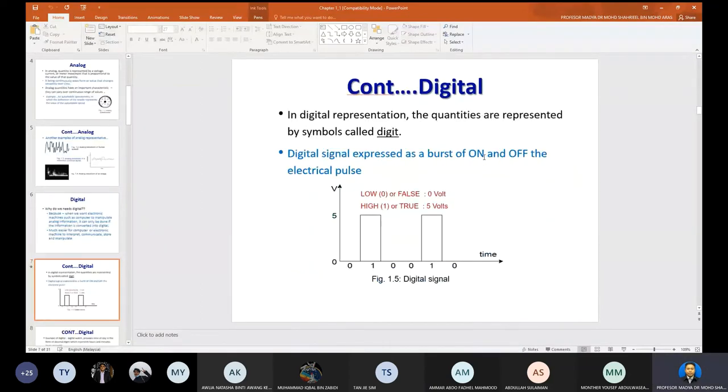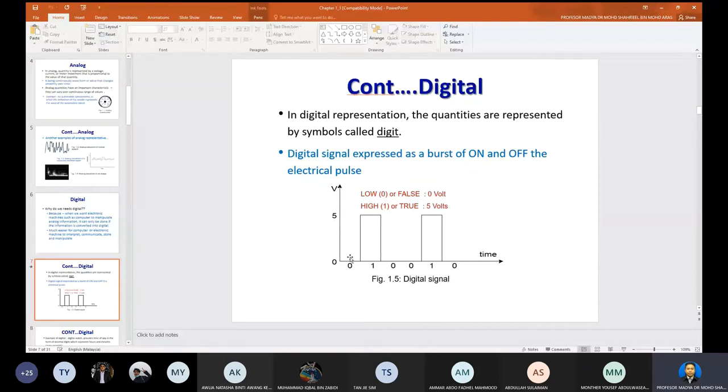Okay, so this is the digital representation. The quantities are represented by the symbols of digits. Normally for digital we have 2 digits, digit 1 or digit 0. That's why we call it binary, either 0 or 1. Or some of you can use on or off, that means 0 is off, 1 is on.